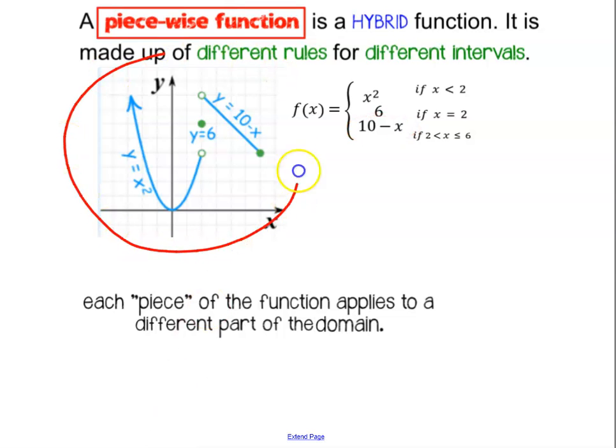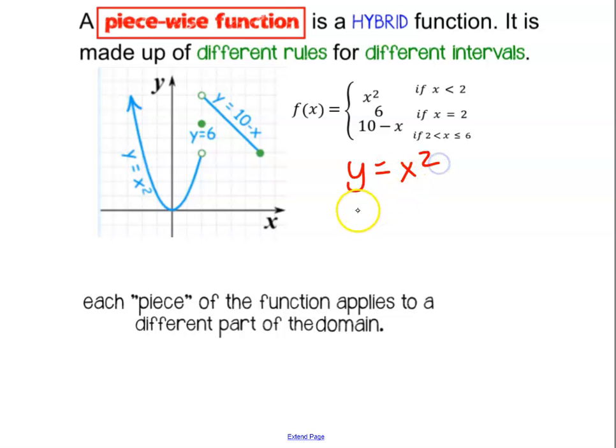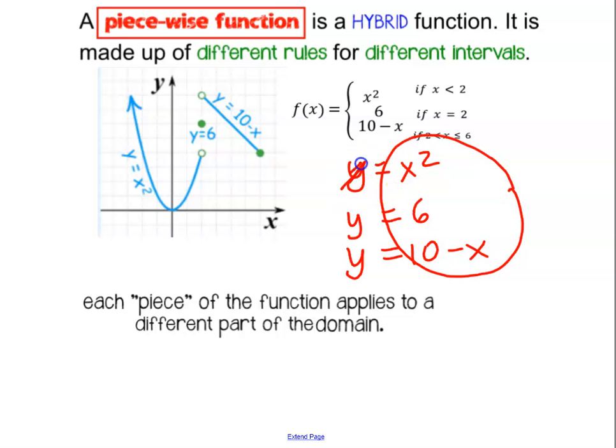So our entire graph is a function called f. And that function follows three different rules depending on what the inputs are. So my first function is y equals x squared, my second function is y equals 6, and my third function is y equals 10 minus x. But because I have all three, I'm going to change this letter y to f of x. And so my function's name is f, and its input is the letter x.